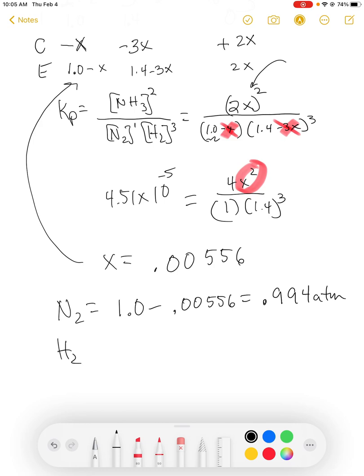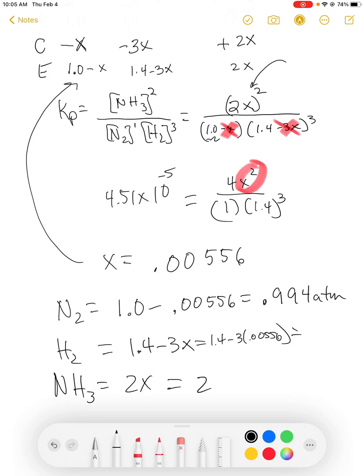And our hydrogen is 1.4 minus 3x. So 1.4 minus 3 times 0.00556. I think you can do that math. And the NH3 is 2x, or 2 times 0.00556. Okay, so I hope that helps, and if not, get in touch with me so I can do another one with you.